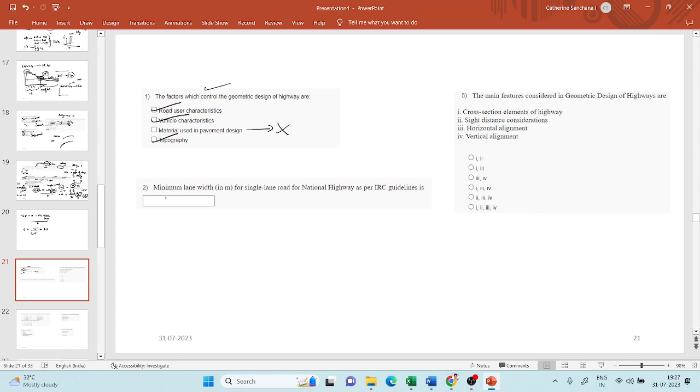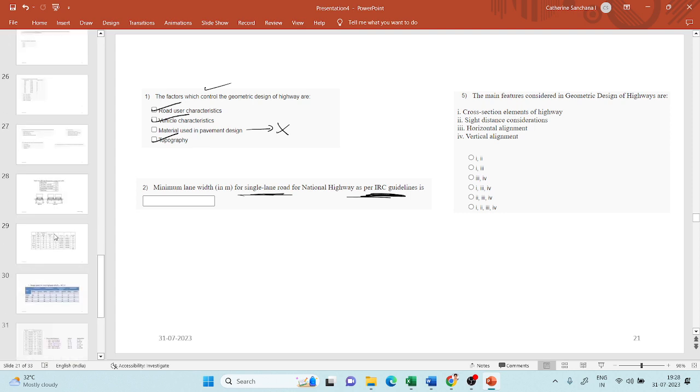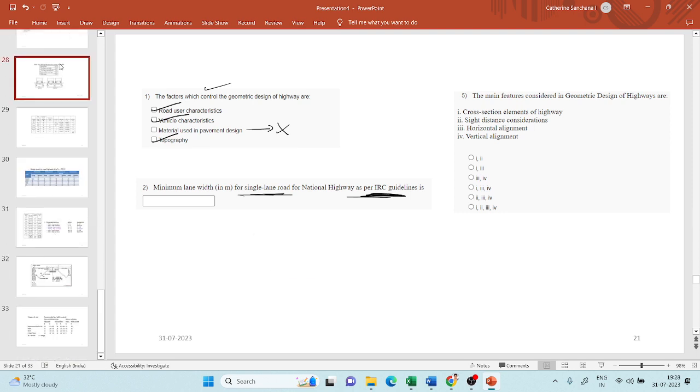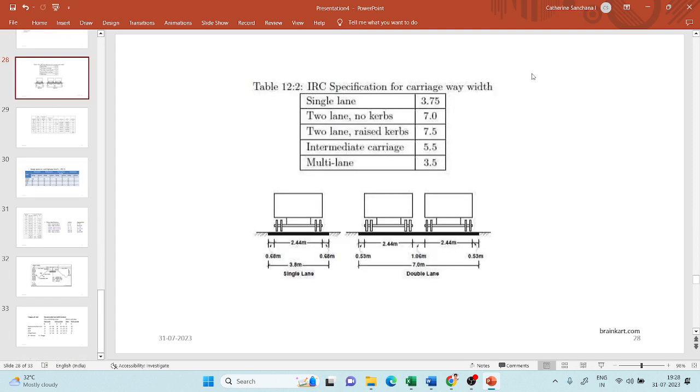Now, moving on to this, minimum lane width for single lane roadway for highway as per IRC guidelines. Okay, so I've taken a screenshot of the IRC guidelines. So this is the minimum lane width. So for single lane, the minimum width of carriageway is the road. Okay, so the road is sometimes called the carriageway, and the minimum width for single lane.